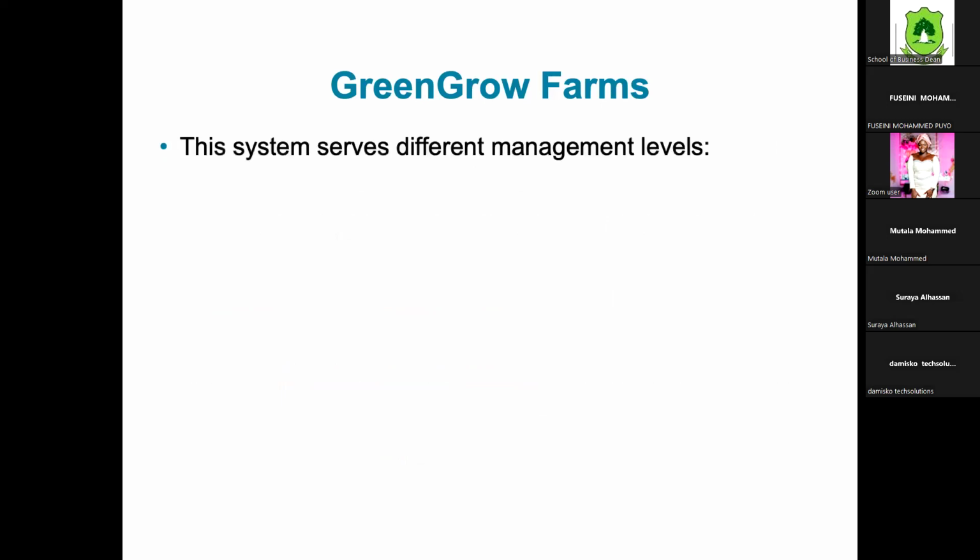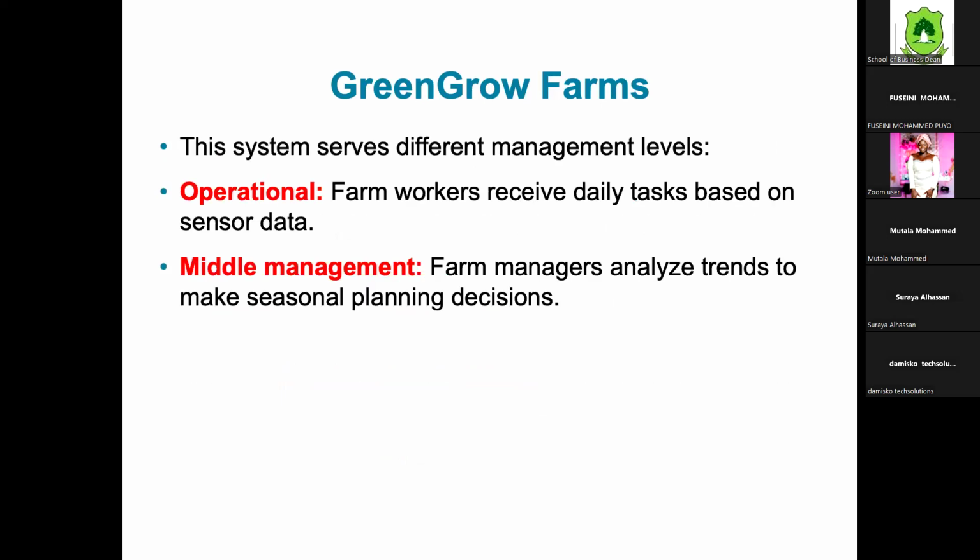Now, this system also does something else. It serves different management levels. The operational level managers, the farm workers, receive daily tasks based on sensor data. So those who are managing the farm; in fact, these are the real farmers, the laborers. So they also have some devices, and if weeds are gathering here, they will know what to do.